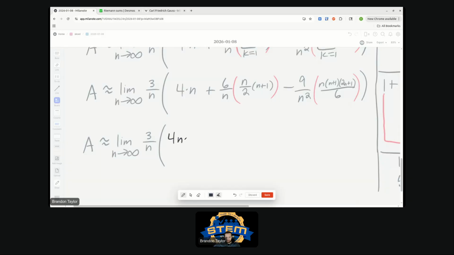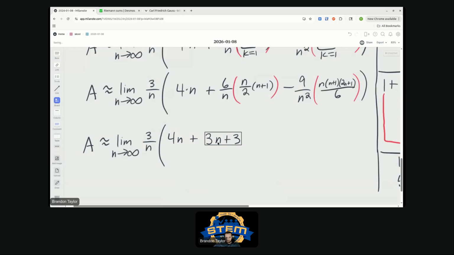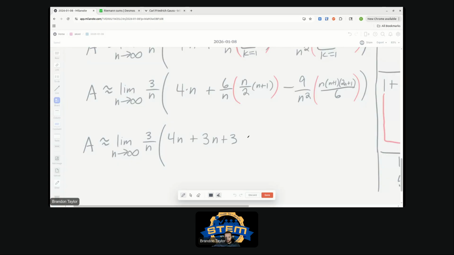So here, I'll just leave that. That's 4n. Then this thing I'll say 6 over 2, so it's actually going to be 3, and then the n's cancel out. Hopefully it's clear that if I simplify this, it'll be 3 times, actually, I'll say 3n plus 3, right? 3 times n plus 1, and then I multiply that in. Cool. And then here we divide by that, so we get minus 3 over 2n squared.